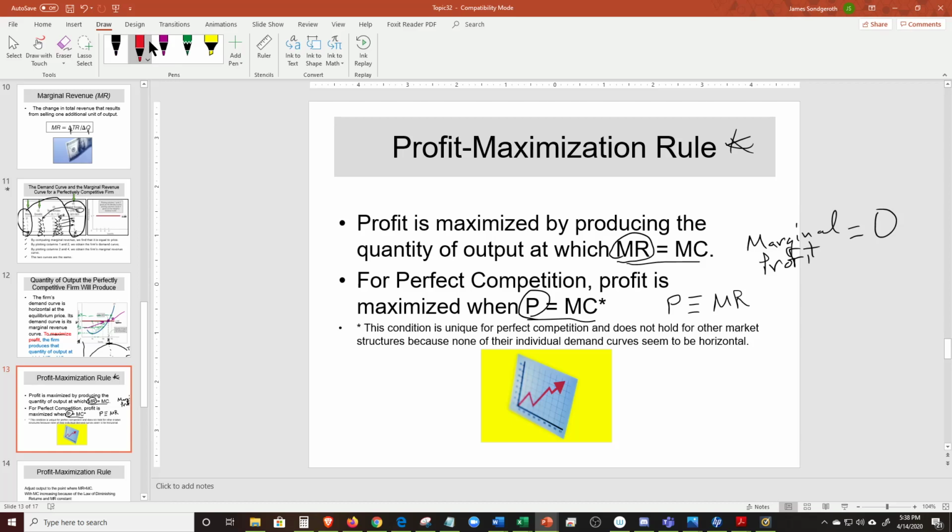This will also be the rule for monopolistic firms, oligopolistic firms, and monopolistically competitive firms, and we can say it's the rule for competitive firms too. So the rule in this form is true for every market structure. Only for perfect competition can we say price equals marginal cost.